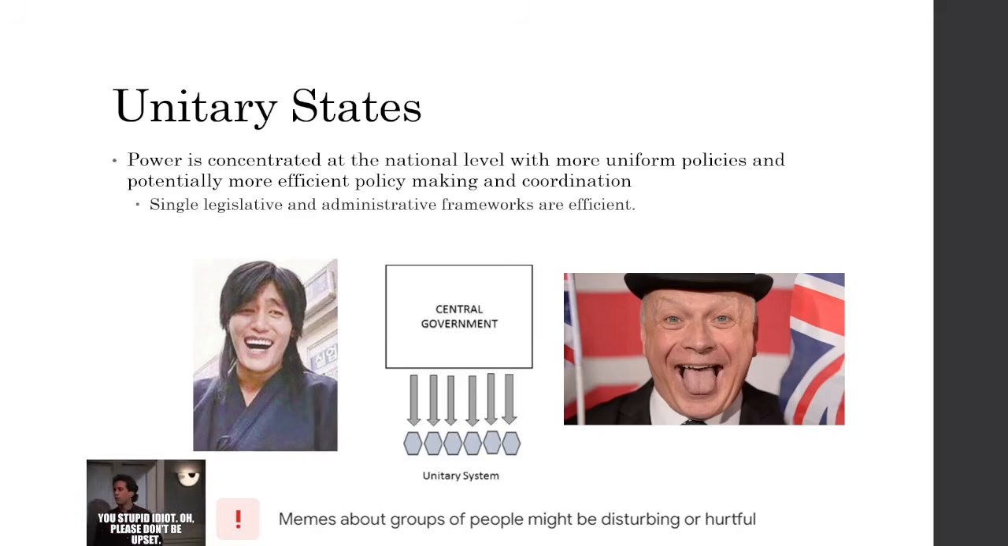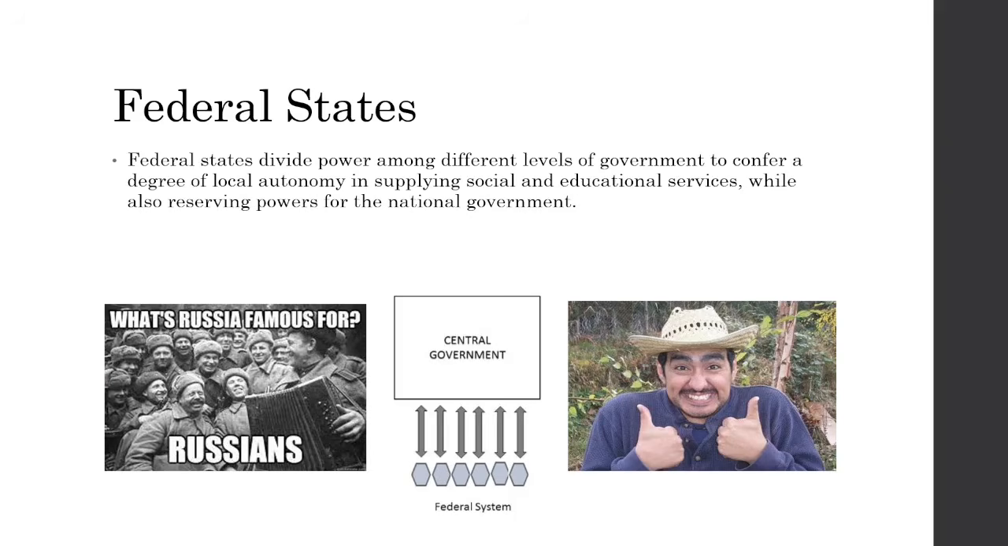So they have single legislative and administrative frameworks that are pretty efficient. As discussed earlier, if you have one body to pass laws instead of two, it's going to be easier to pass those laws. So in this course, our unitary states are China, Iran, and the United Kingdom. Now let's look at our federal states.